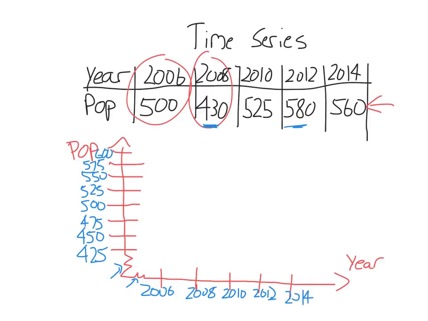So the first point is 2006, 500. We just go across to 2006, up to 500, and place that dot. And 2008, 430. Of course, we're not going to be able to get exactly 430. We can just estimate it. It's about there. And we're going to do the same for the other 3 years. So for time series data, when you've plotted all the points, you join them up. You don't do that for normal scatter plots, but you do for time series.